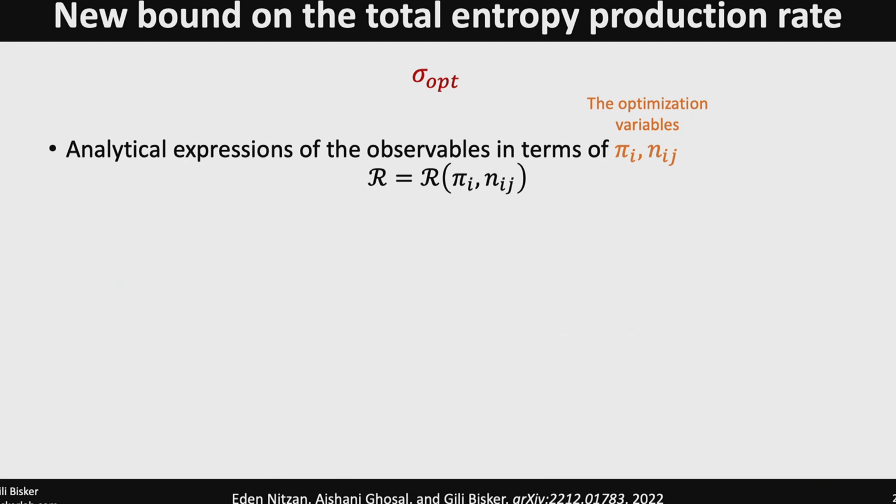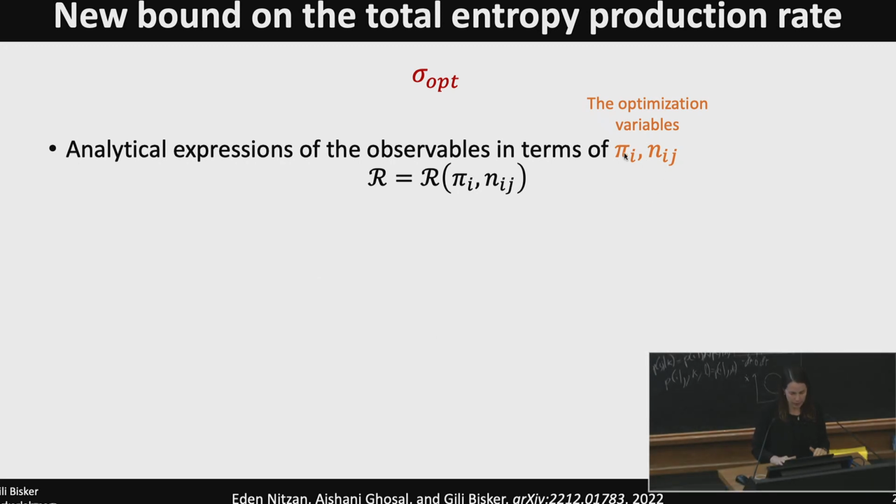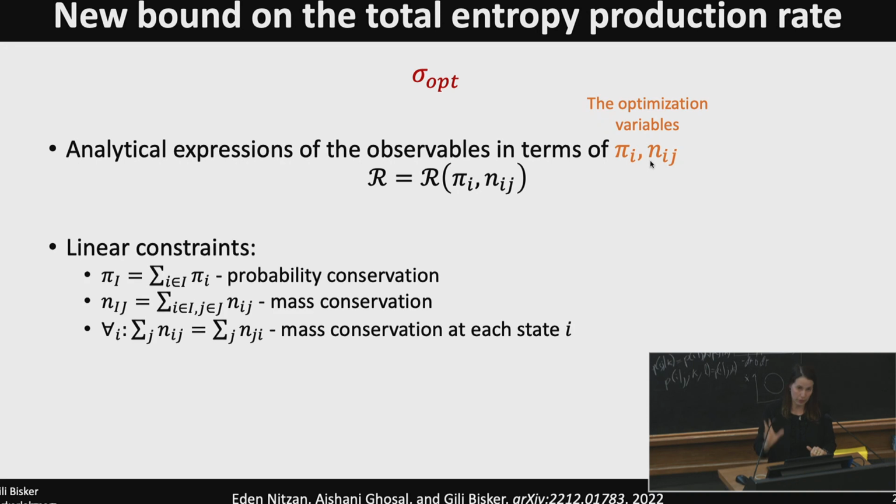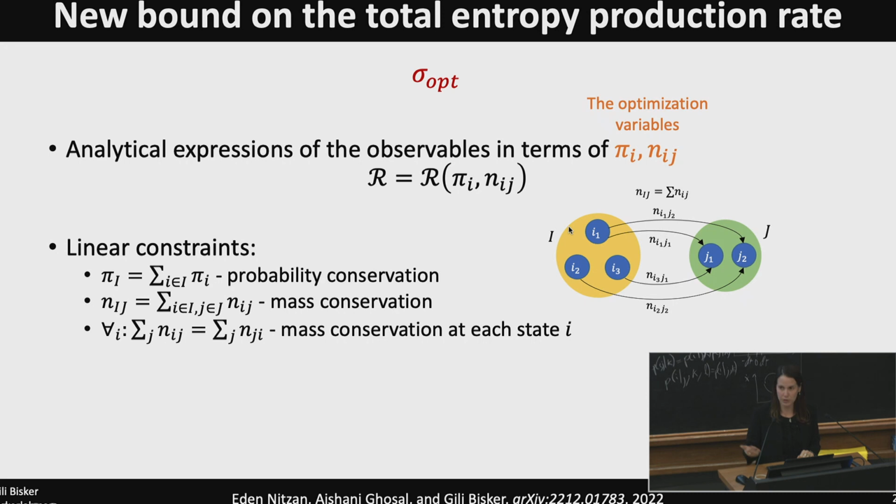Okay, so we can have analytical expressions for all the observables. All the observables can be written down as functions of the steady state probability distribution and the mass rates. So these are the variables for the optimization problem. And of course, we have some constraints. These are the linear constraints. The first one is just probability conservation. Of course, I want the probability of being in the macrostate to be the sum of the probabilities of being in the microstates. And we have mass rate conservation. Okay, so I want the coarse-grained mass rate to be equal to the sum of all the rates going from state i to state j. And I also require mass conservation at each state i, being at a steady state.